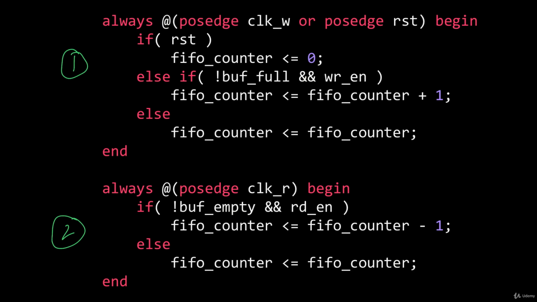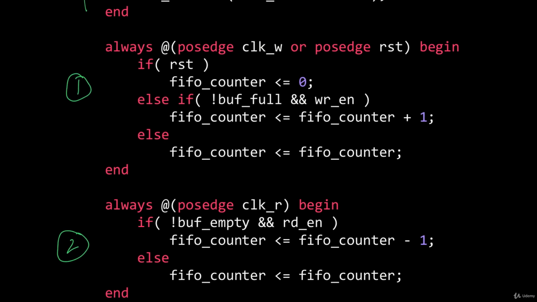The first always block enters because of clock write, so that is when you want to write, at the clock edge or at reset. If you've noticed, reset is given only in one place; the asynchronous reset is not given here. At reset, we reset the FIFO counter, and if we've come in because of the write clock, then we check for the write enable signal. If write enable is 1 and we are able to write into it, that means buffer is not full, then your FIFO counter is incremented by 1. Else we keep the FIFO counter as it is.